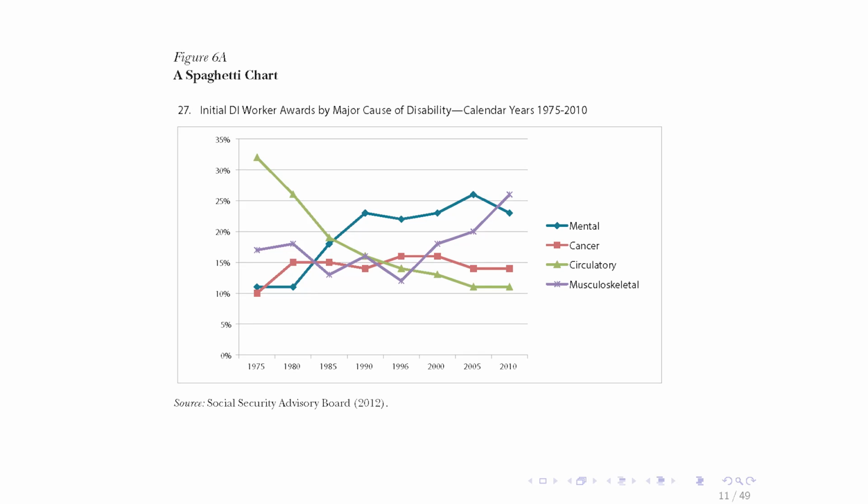Here's the last one. They call this type spaghetti charts. This one is much less... So this is initial DI worker awards by major cause of disability over different calendar years.